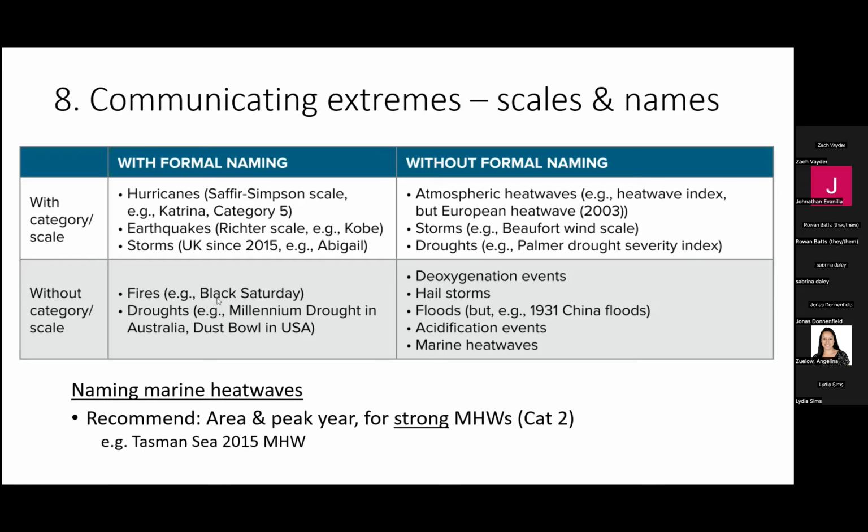So our recommendation for naming marine heat waves is that you give it the area and the peak year for strong marine heat waves, at least category 2. So a name like the Tasman Sea 2015 tells me where it was and what year it occurred. And those can be really useful, again, for us talking and communicating around the planet.